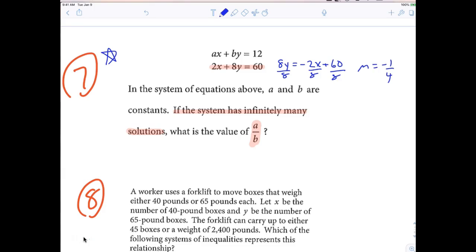All right. If the slope is negative 1/4, now I want you to solve the top equation for y.